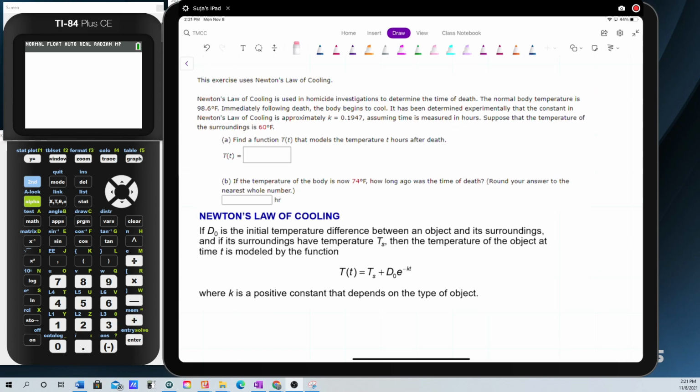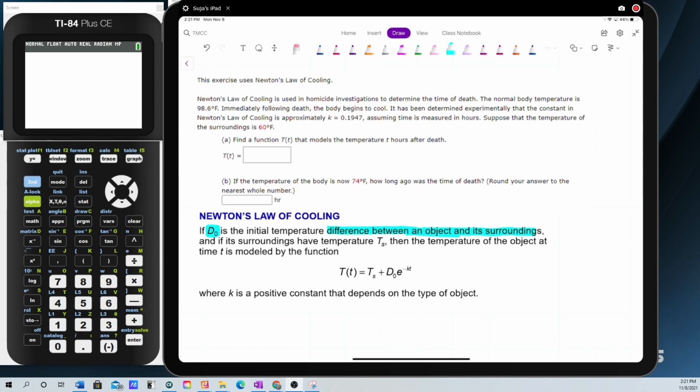So let me dissect this formula given here. It's giving me T of t is equal to Ts plus D0 e to the power of negative kt. The negative in there is saying it's cooling, so as time passes the temperature is going down. Therefore, it has to be negative. Now D0 is the initial temperature, and this is where you have to be careful when you do the problem. D0 is the difference between an object and its surroundings.